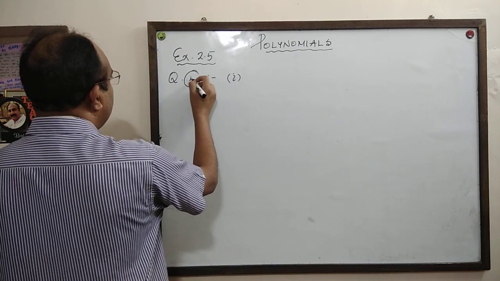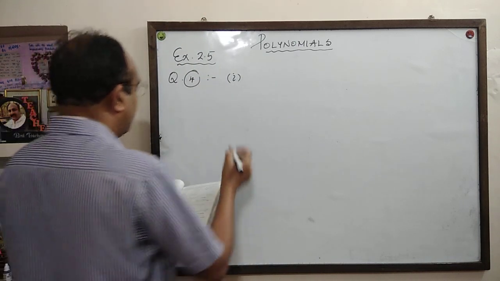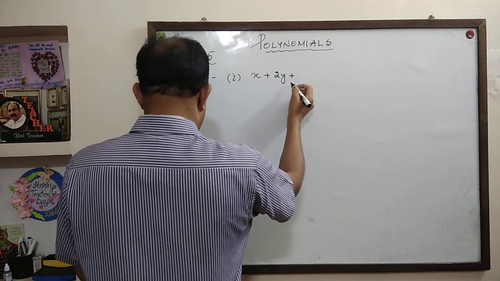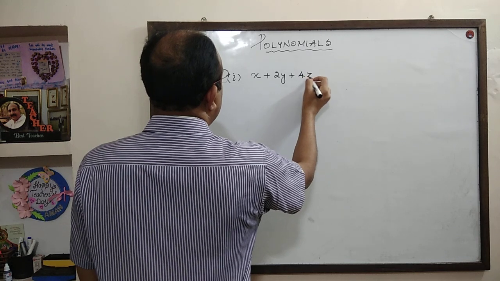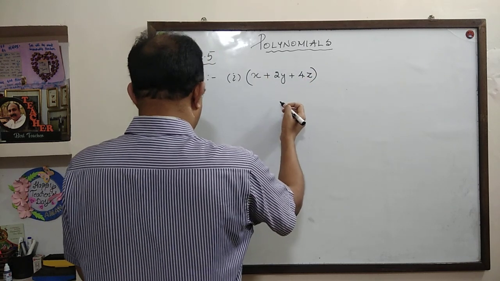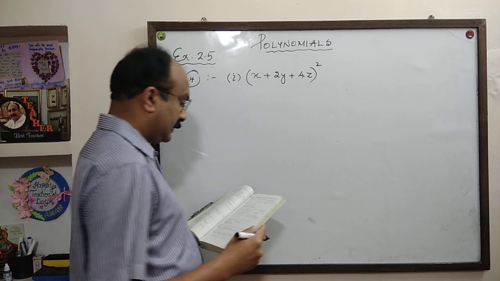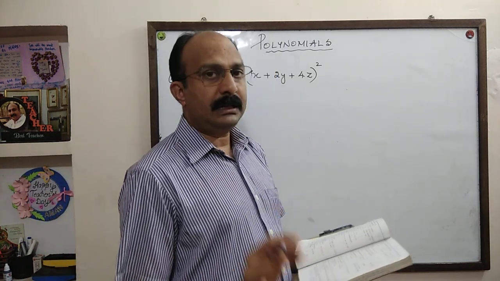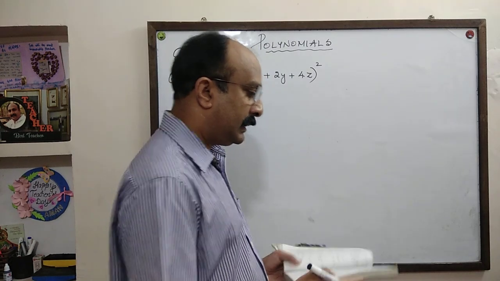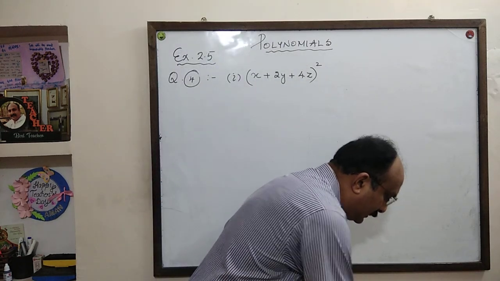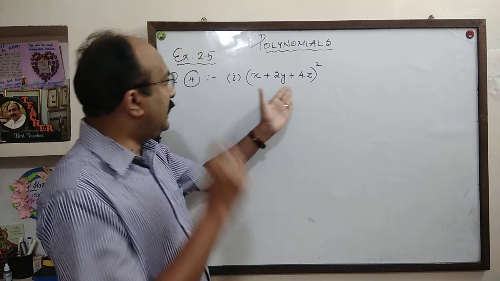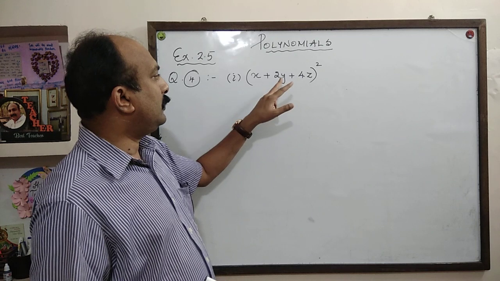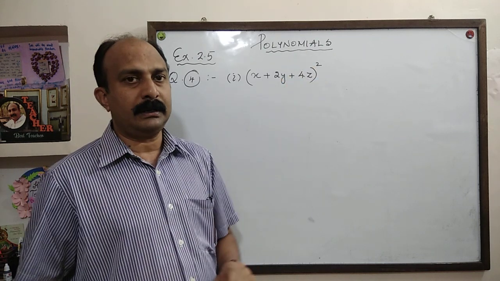Question number 4, the first one is expand (x plus 2y plus 4z) the whole square. So in question number 4, there are 6 questions. All the questions are the same. Everywhere the identity to be used is the same, that is a plus b plus c the whole square. We know that it is in the form of a plus b plus c the whole square.